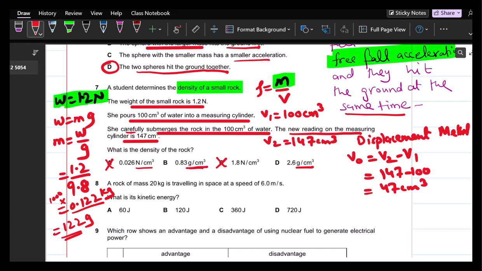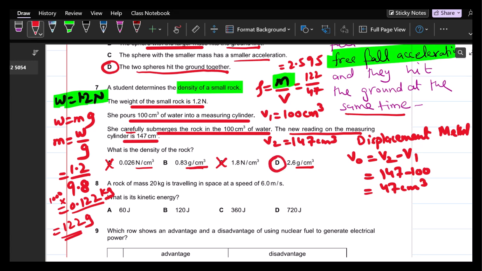So substitute the values here. It will be 122 divided by 47. The answer will be 2.595, so we have to round this value. It will be D, gram per centimeter cube.